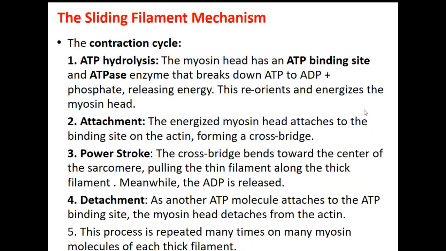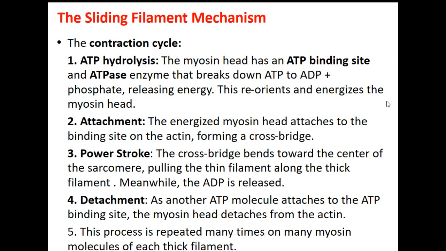Okay, so a list of the steps involved. ATP hydrolysis. Hydrolysis just means that the ATP is being broken down. That third phosphate is released, so the energy is released, and that energy is used for the cross bridges. Attachment of the myosin head to the actin of the thin filament, and then the power stroke. The head is just standing like this, pulling on the thin filaments.